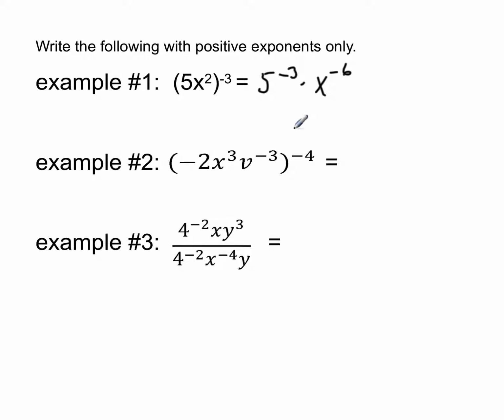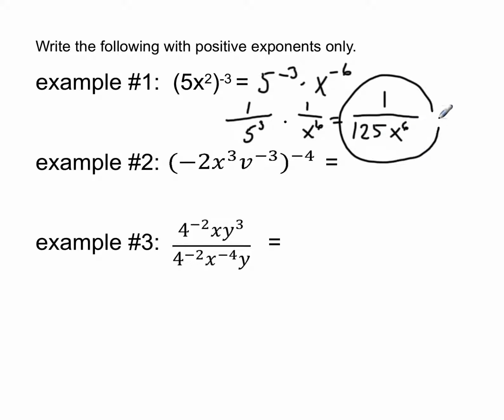Well, that's not going to be an okay answer because the directions say write the following with positive exponents only, and these both have negative exponents. So 5 to the negative third becomes 1 over 5 to the third, and x to the negative 6th becomes 1 over x to the 6th. So actually, if I wrote this in its cleanest form, it would be 1 over, that's 125. You could leave this exponentially, or you could write it as 125 x to the 6th power. That would be the best form of your answer for that question.